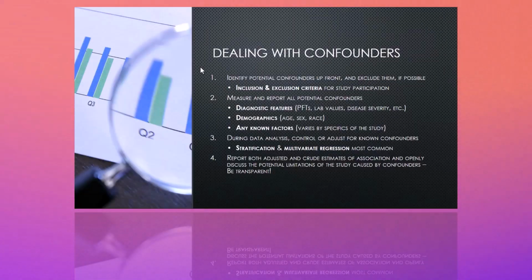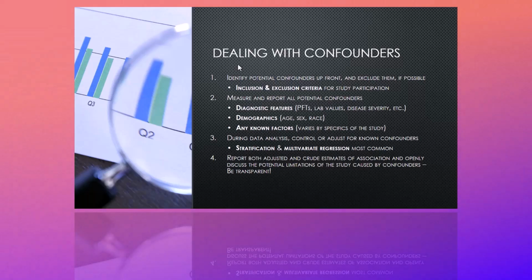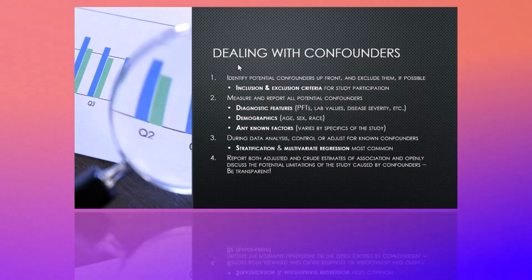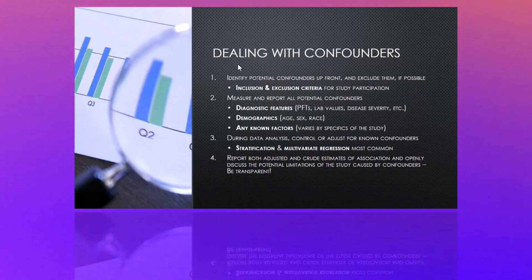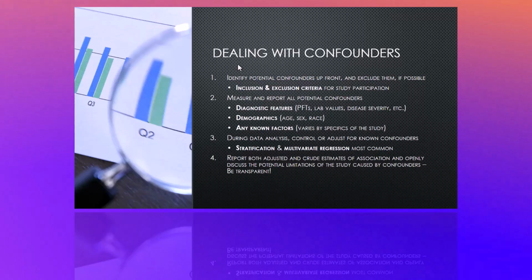At the end of this video, I'll show you a brief video dealing with adjusting confounding variables. First thing to do about dealing with confounders is that each study should identify and be clear about those confounding variables up front. If possible, exclude them within inclusion and exclusion criteria for the study participation. As an example, for excluding those confounders, when we're talking about alcohol consumption and heart disease, we can exclude from the study participation anyone who is an active smoker.